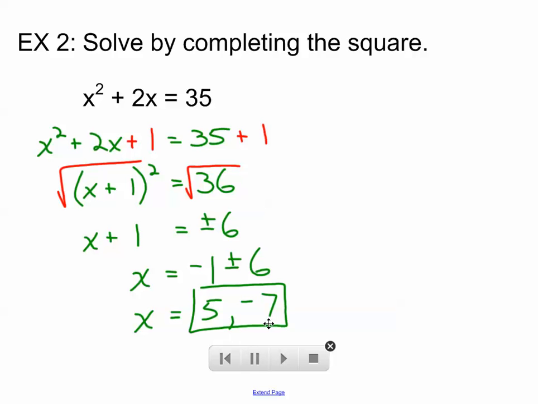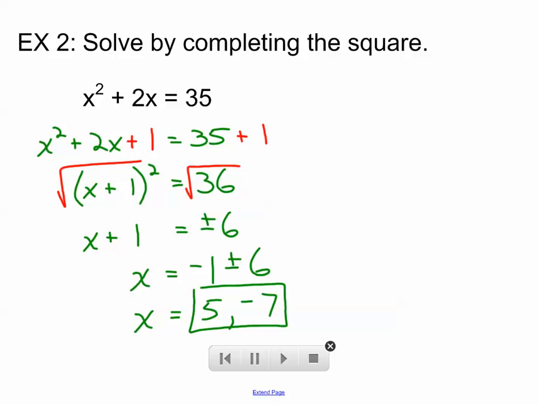I could have gotten those same solutions by graphing x squared plus 2x minus 35 and looking for where it hits the x-axis. I could get those same solutions by factoring x squared plus 2x minus 35 equals 0. And I could get those same two solutions by using the quadratic formula.